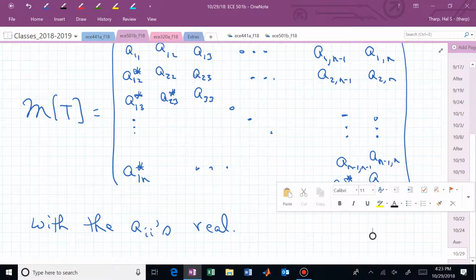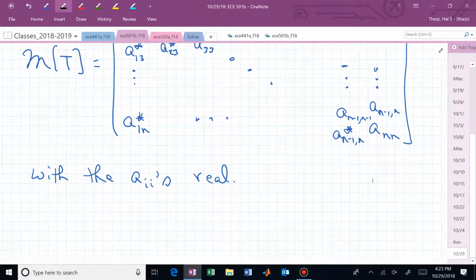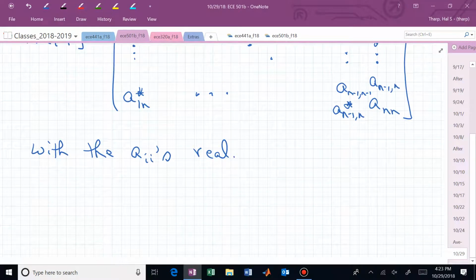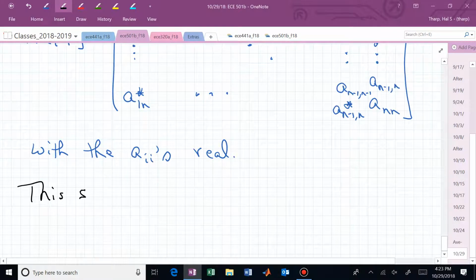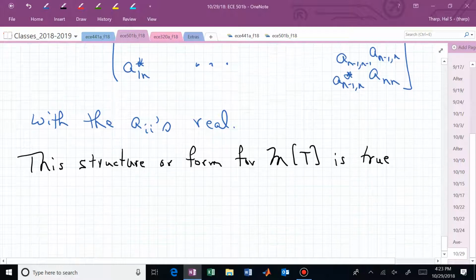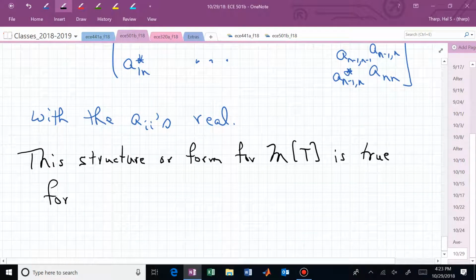And this structure is true for any basis. So this structure or form for the matrix representation of T is true for any basis.